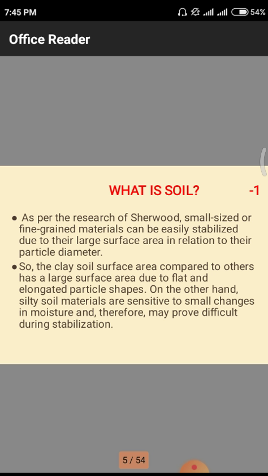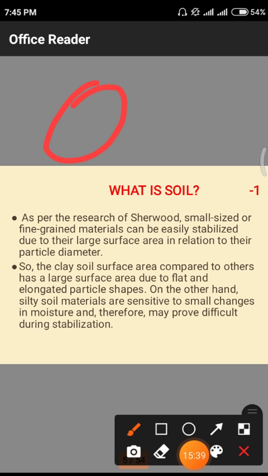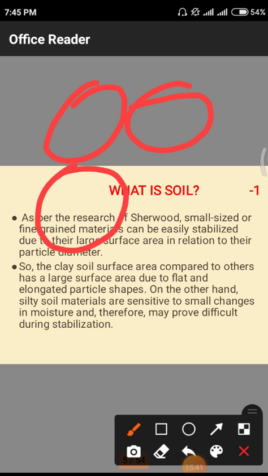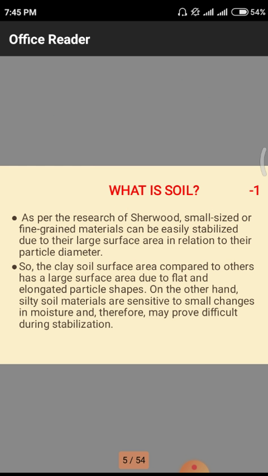I will show with the diagram. If you take larger particles, the bond is like that, a smaller bond between particle to particle. If you take small particles, there will be a huge amount of bond between them. Likewise, we have to observe what is the bond between large size particles and what is the bond between small size particles, whenever they are in larger diameter and smaller diameter. This comparison has been done by Sherwood.